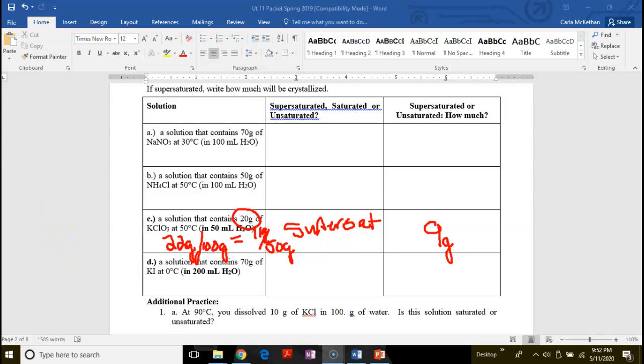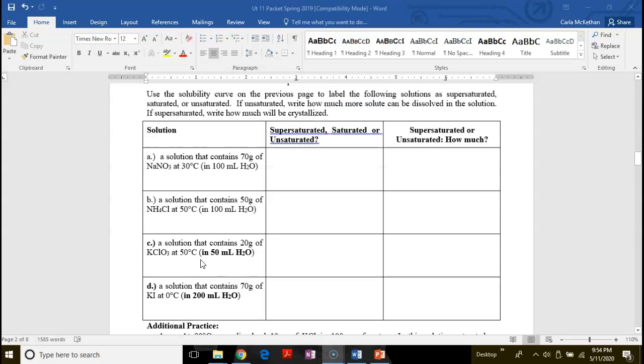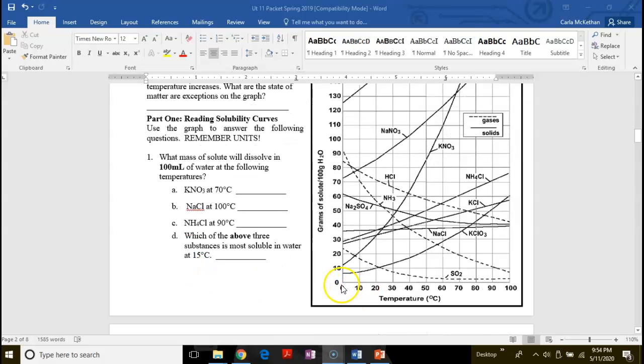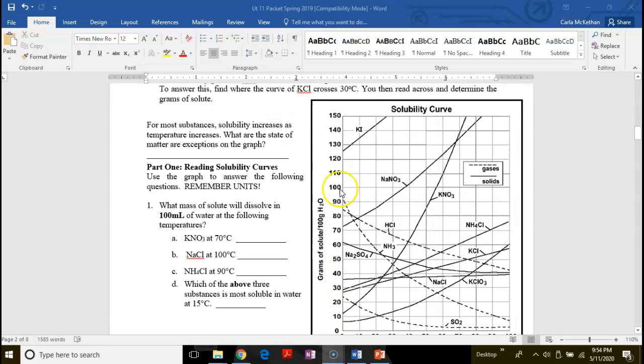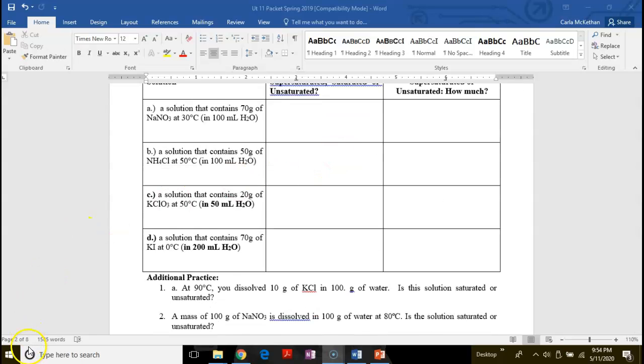So we have a solution that contains 70 grams of potassium iodide at 0 degrees in 200 milliliters of water. The first thing that you want to do is find the max in 100 grams of water. So we have 0 degrees as your temperature, potassium iodide. The line for potassium iodide is way up here. 0 is right here. Here it goes. So I have it to be about halfway between 120 and 130. So 125.